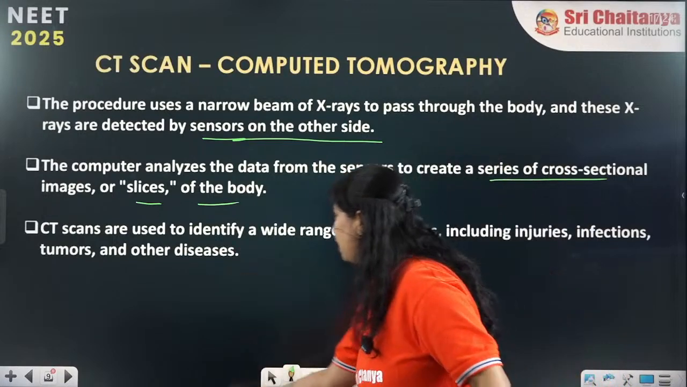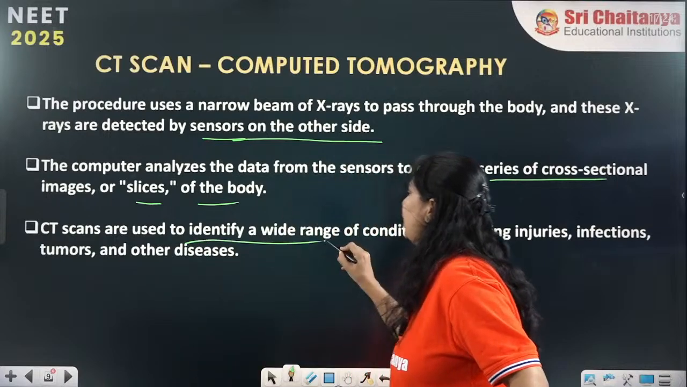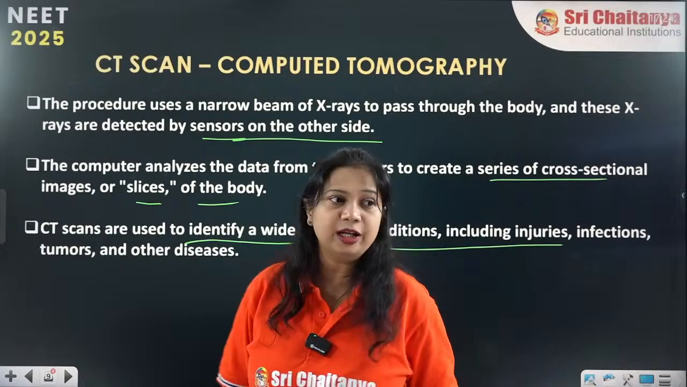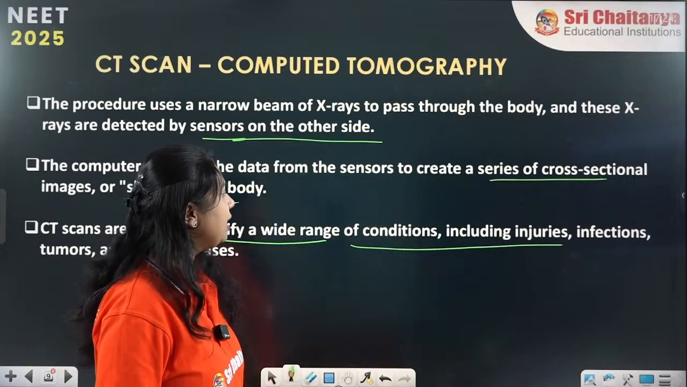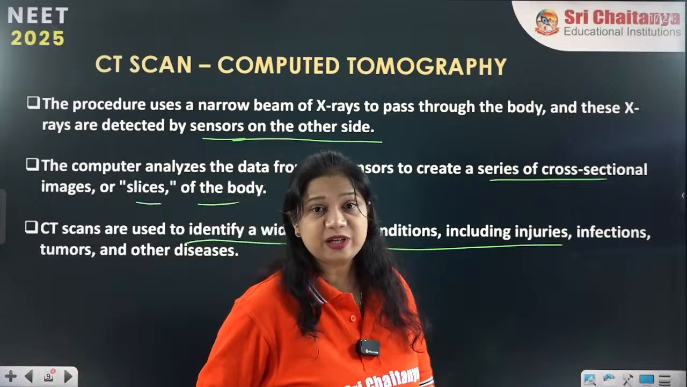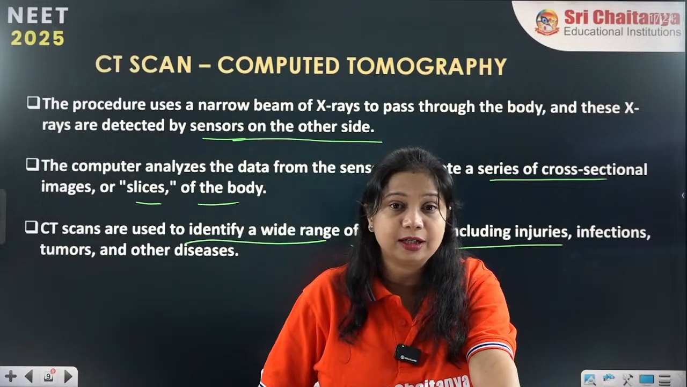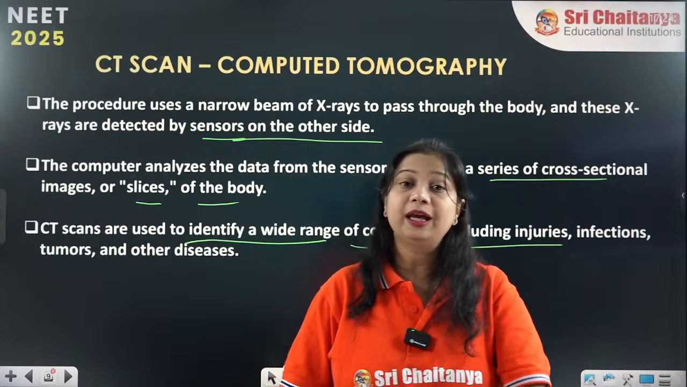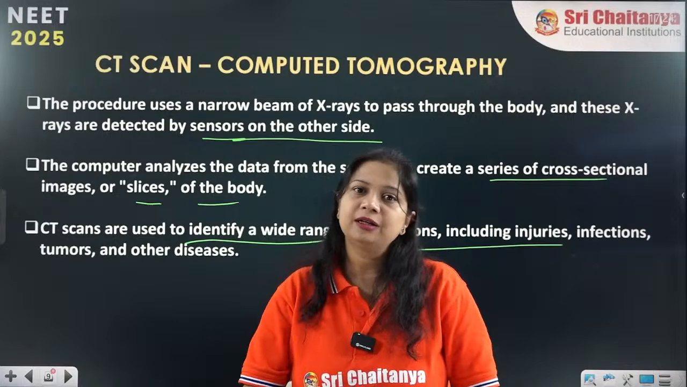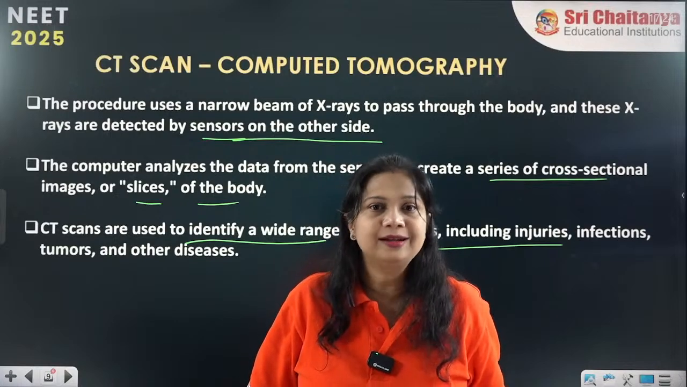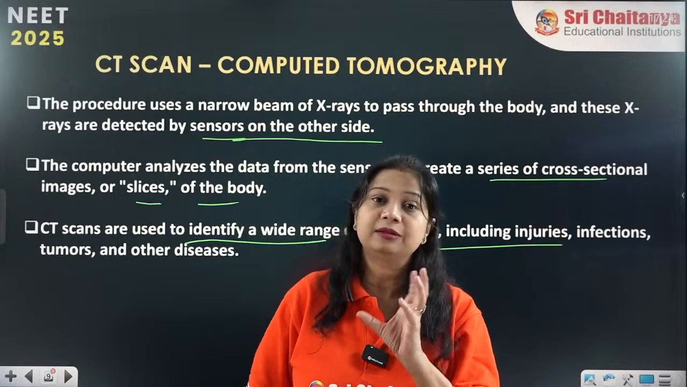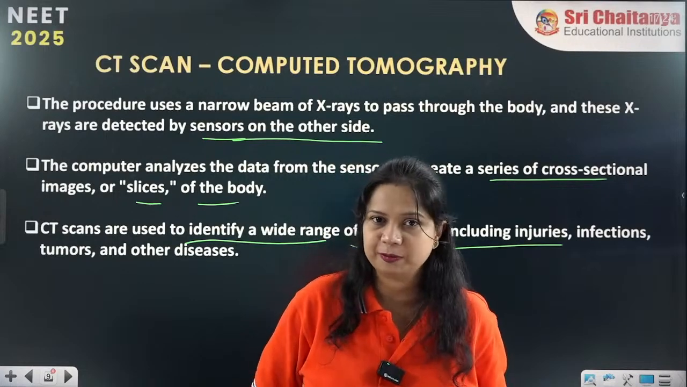So CT scans are used to identify a wide range of conditions. What are these conditions? Injuries, infections, tumors and other diseases. Specifically, for any kind of accidental injury, or any kind of tumor or cancer formation, a CT scan is a must for that condition. So a CT scan utilizes the same X-rays, but with three-dimensional image formation.